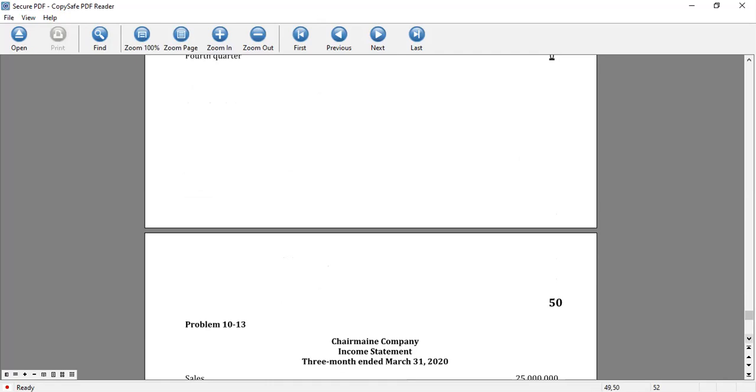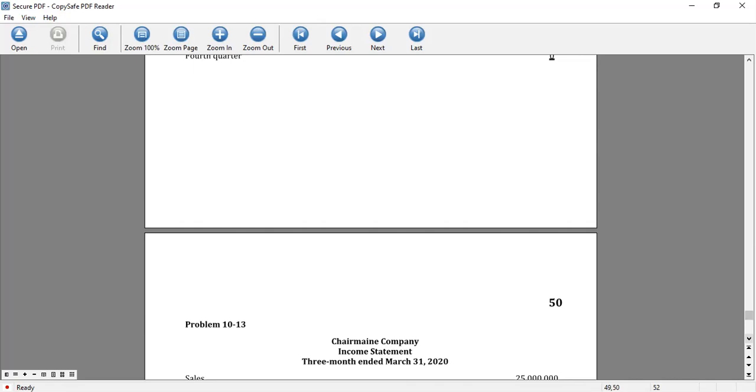And again, in the fourth quarter, there is no income to be reported because there is no work done. And the estimated cost is still equal to that of the third quarter.